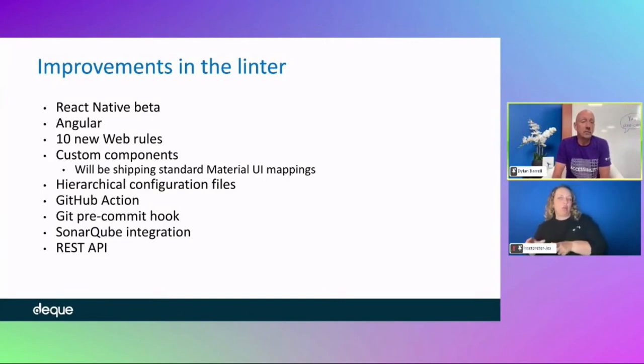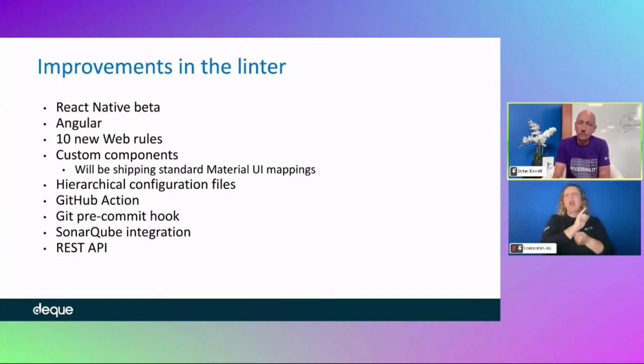We added full support for Angular. In addition to those new languages, we added 10 new web rules to all of our different frameworks that we support. And very excitedly, we added support for custom components. I'll be going into this in a little bit more detail in a minute or so, but we will soon be shipping standard material UI mapping. So that means that you'll be able to make sure that somebody using a component library is using it in an accessible way and taking advantage of the features that are built for accessibility that are built into that component library.